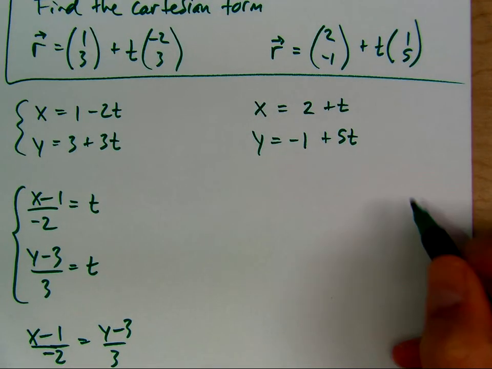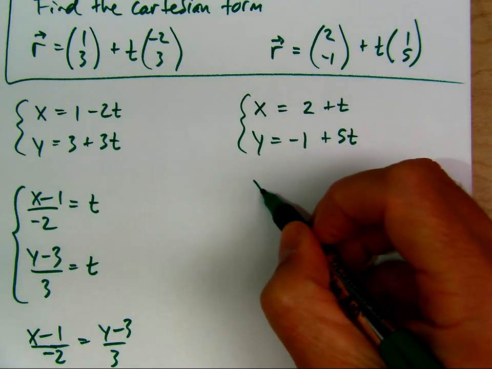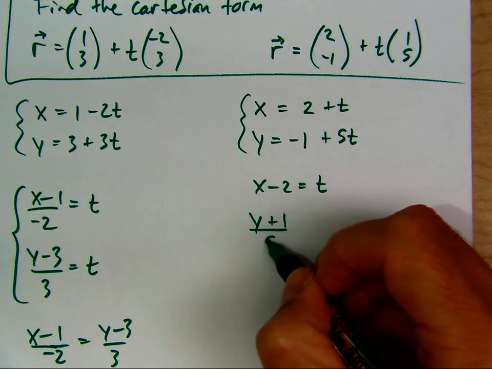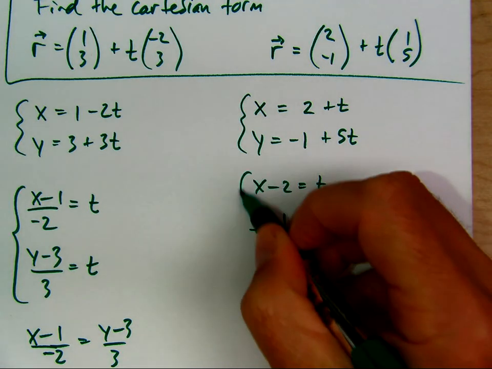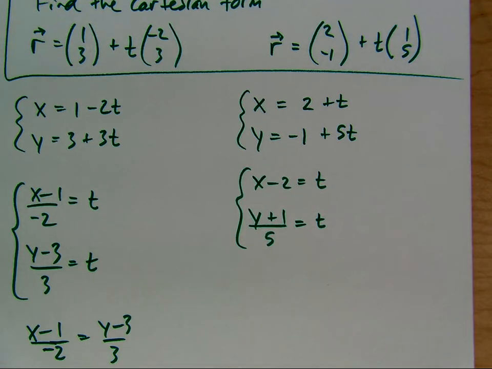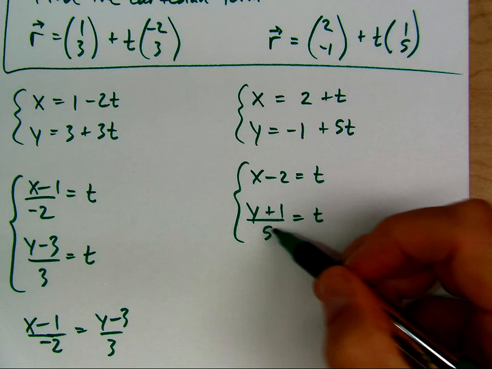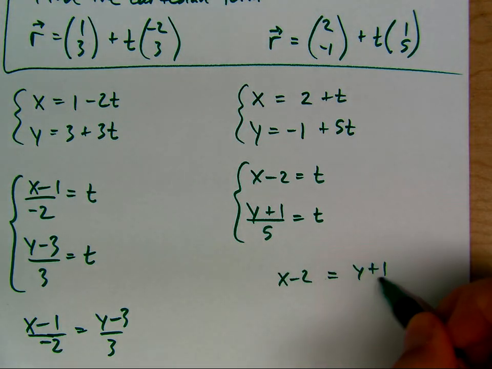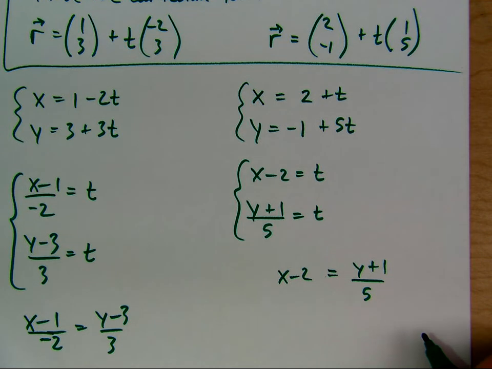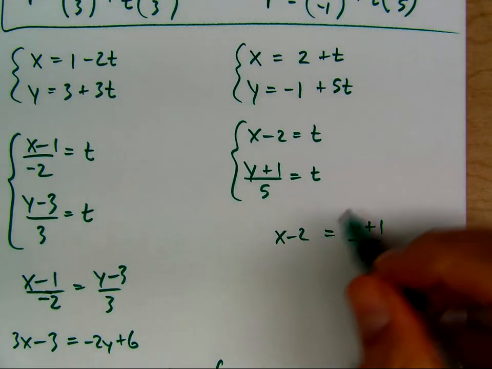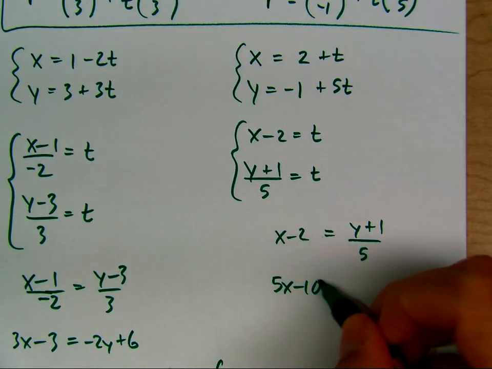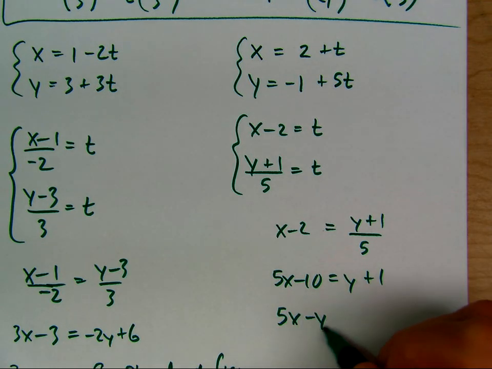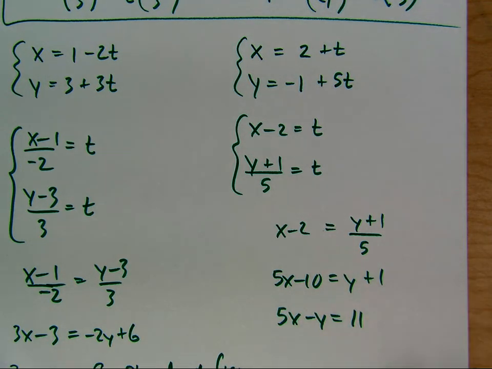Parametric form. And then we set them equal to each other. Multiply both sides by 5. We'll just go to standard form.